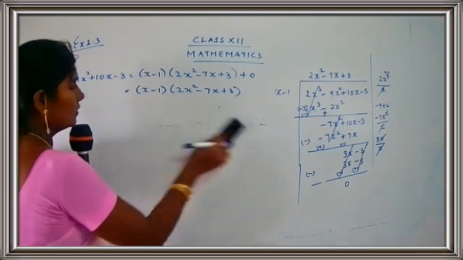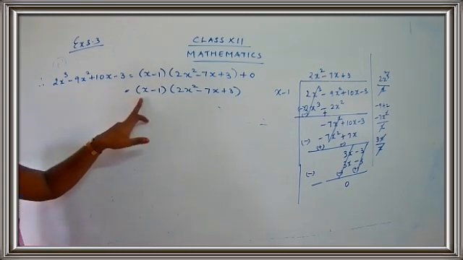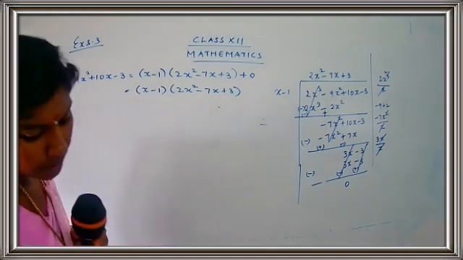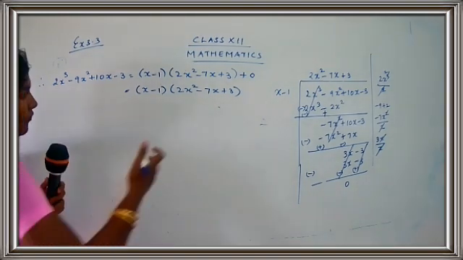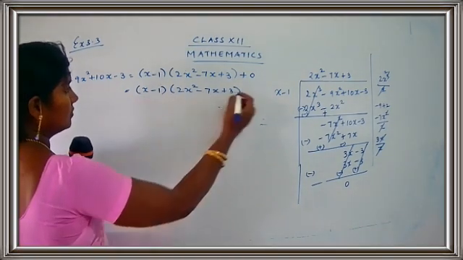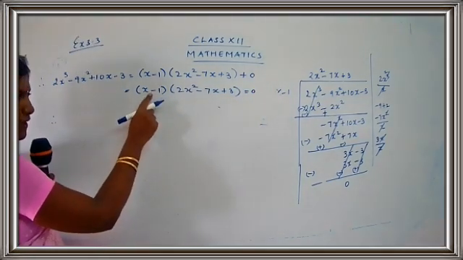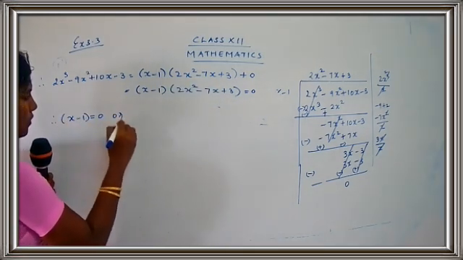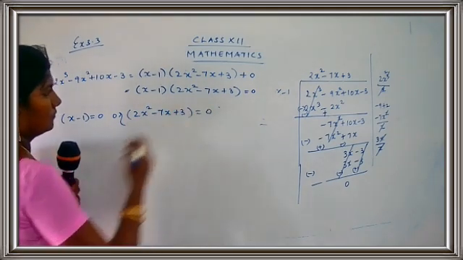So we have written the formula of division, yes. Dividend is equal to divisor into quotient plus remainder. So x minus 1 into 2x square minus 7x plus 3. Now, write down, this is equal to 0. So I just put here, this is equal to 0. Therefore, both are the factors. This is also a factor and this is also a factor. So say therefore, x minus 1 is equal to 0 or 2x square minus 7x plus 3 is equal to 0. So we have two factors.